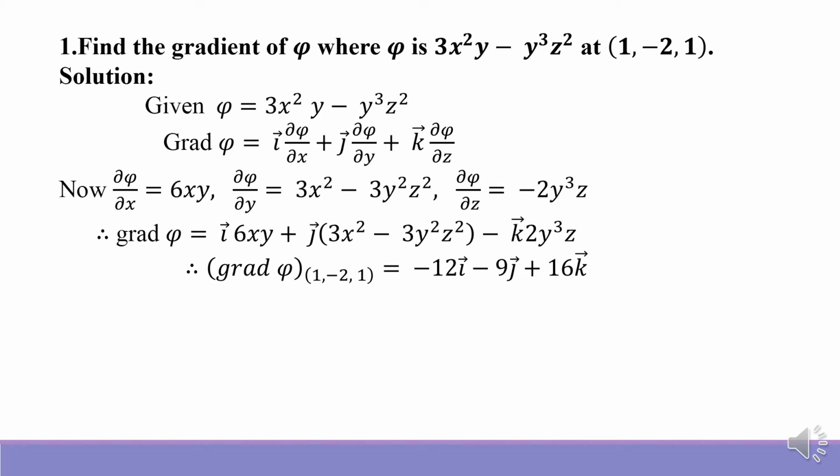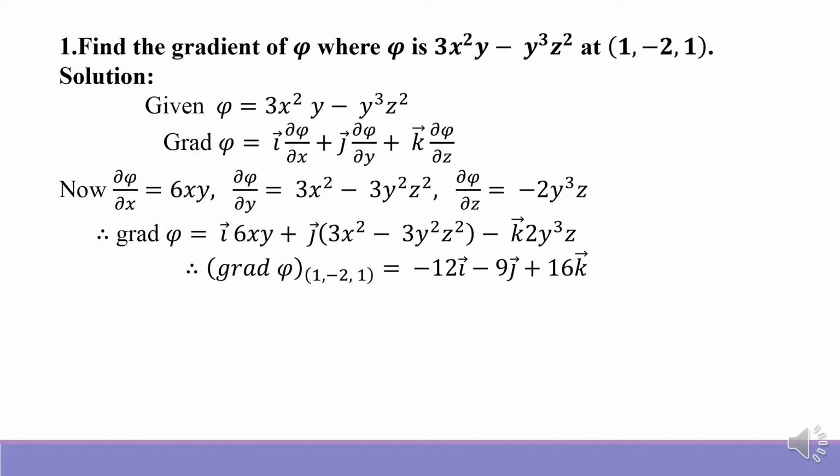Here 3 into the differentiation of x square, 2x, with y constant, gives 6xy. To partially differentiate phi with respect to y, that is dou phi by dou y: 3x square into 1, and the differentiation of y cube is 3y square, that is minus 3y square z square. Then dou phi by dou z: to partially differentiate phi with respect to z, there is no z term in the first term, so 0, minus the differentiation of z square, 2z, that is minus 2y cube z. Y cube is a constant.